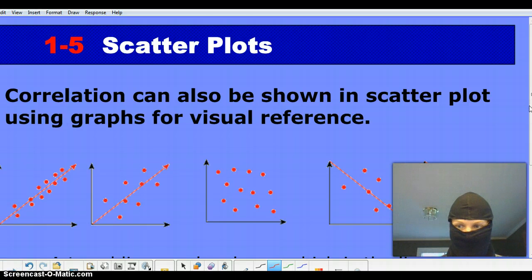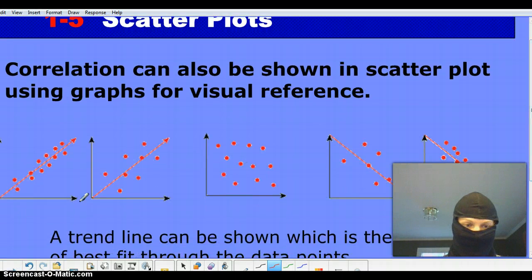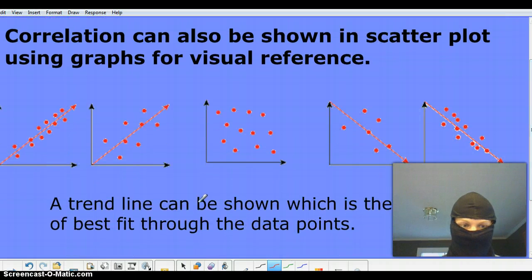So these are examples of different graphs. Obviously these are positive slope. They rise right to left. This is all over the place, so this is no correlation. This is top to bottom. Now you can tell the difference between these two. These are all nice and tight around the trend line, and these are sort of scattered.